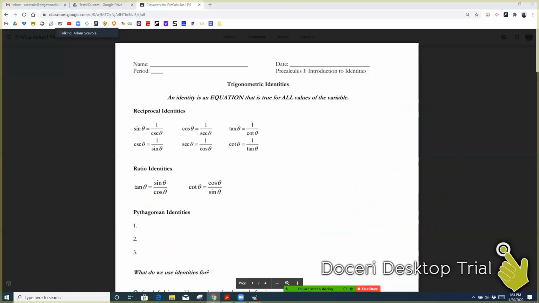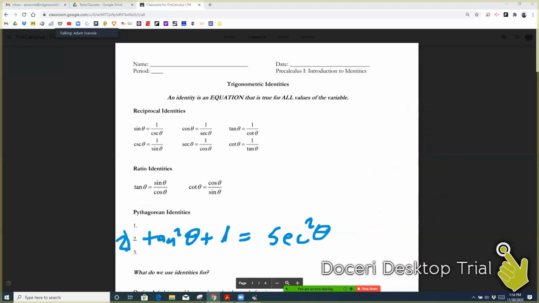The second one, I will explain why it works and how it works later on. But for now, you just write it down. It's going to be tangent squared of theta plus 1 is equal to secant squared. That is the second Pythagorean identity. The first one we just wrote down: sine squared plus cosine squared equals 1.